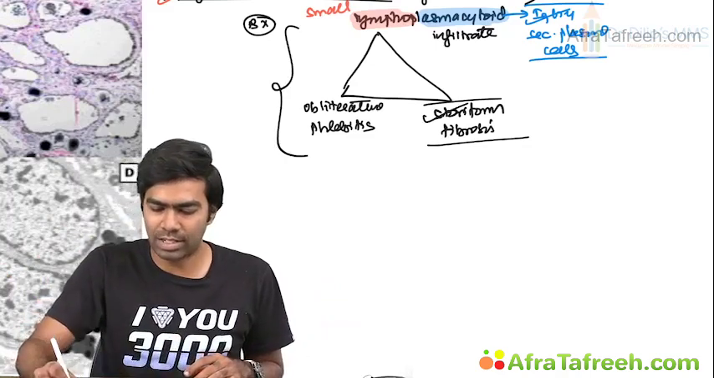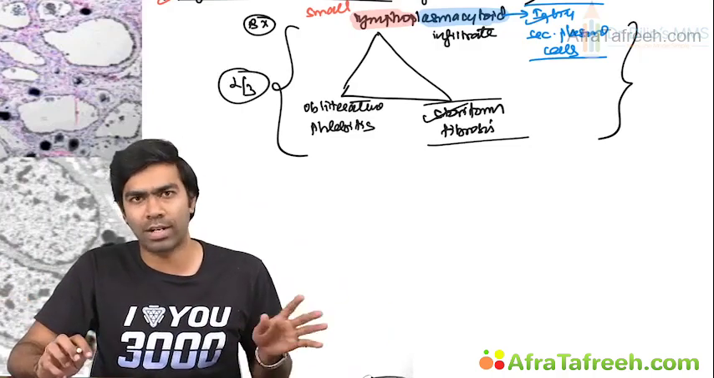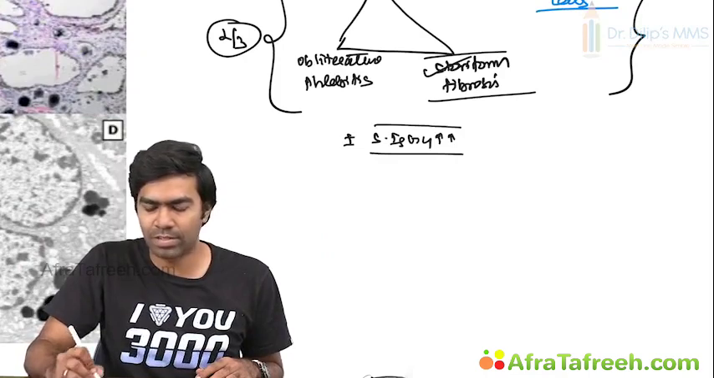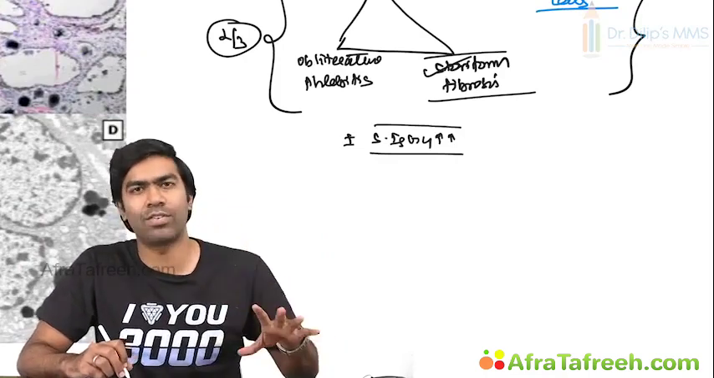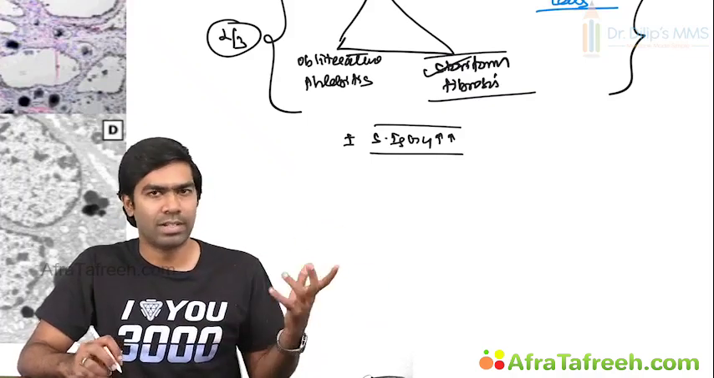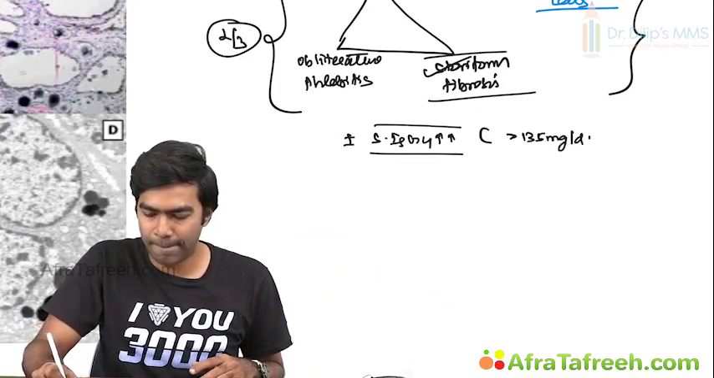If you have at least 2 out of these 3, for sure you can tell it's an IgG4 related disease. Plus or minus, some patients will have elevated serum IgG4 also. Elevated serum IgG4 is not the definitive criterion, but 50 to 60% of the patients may have it. The cutoff is more than 135 milligrams per deciliter. Clear?